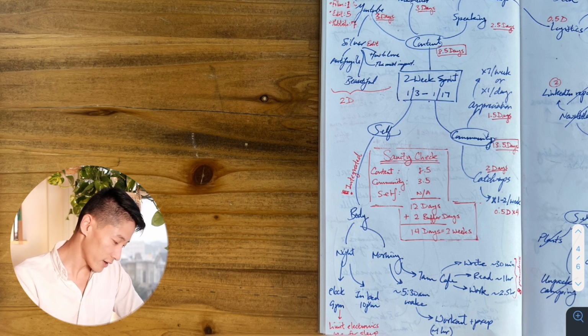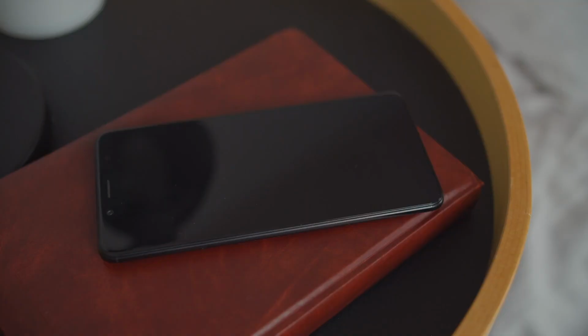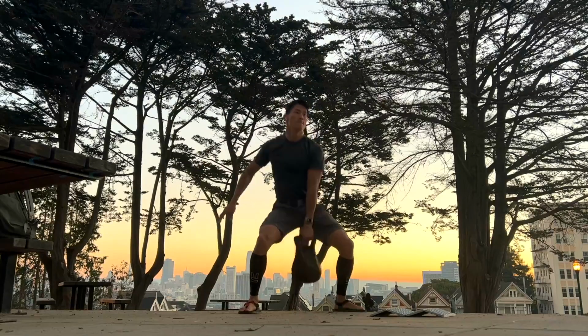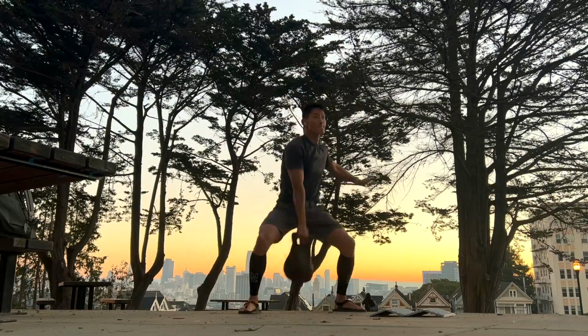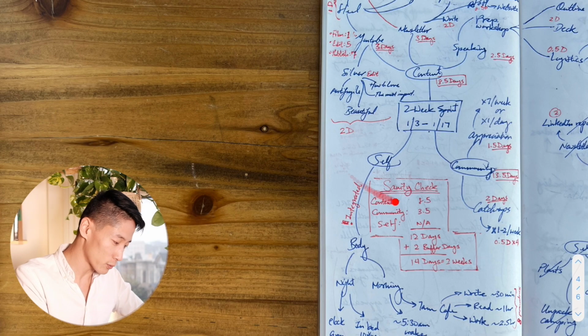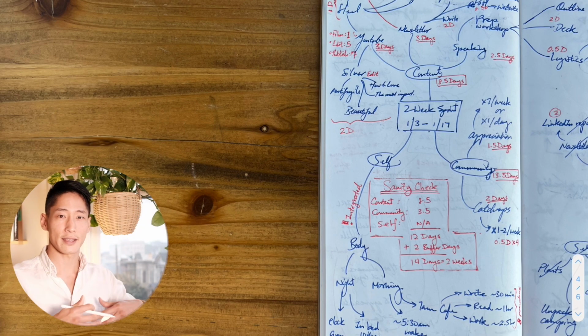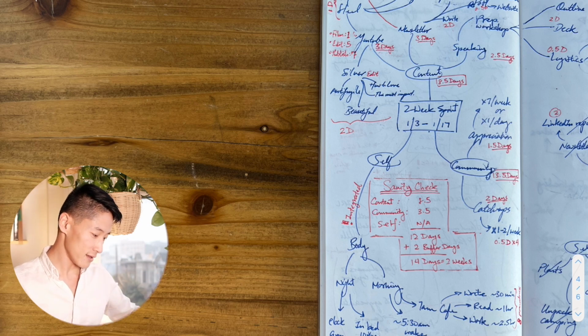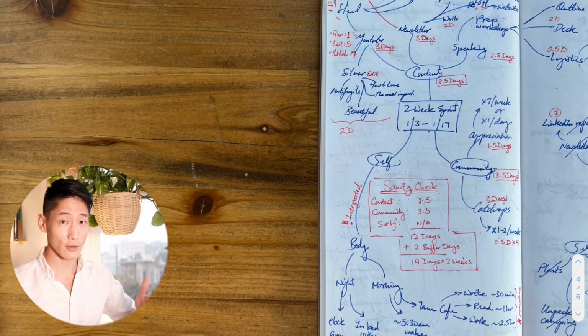Under self, I've got body, which includes a night routine of locking off my electronics by 9 p.m., going to sleep in bed by 10 p.m., and then getting up early so that I can write, read, and work. So this kind of encompasses my thematic map into a 2-week sprint format, which then I can take action on in the next step, which is the to-do mind map.